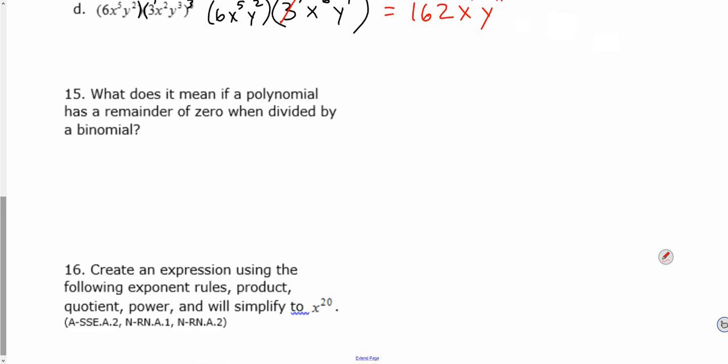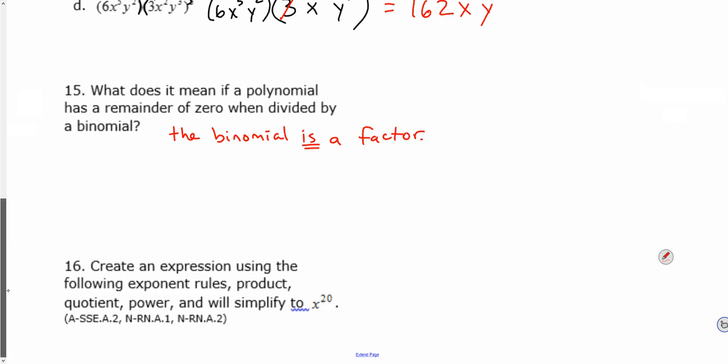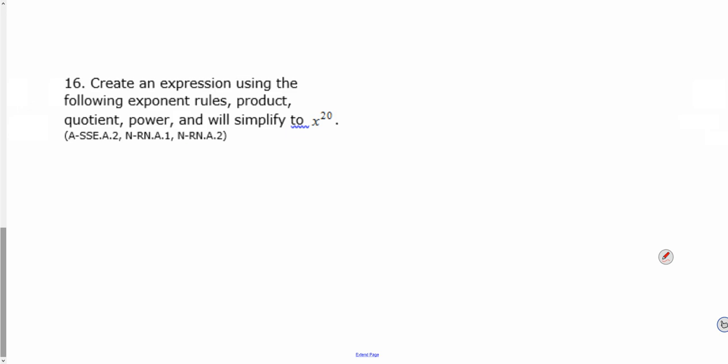So what does it mean if a polynomial has a remainder of 0 when divided by a binomial? If it has a remainder of 0, it means that the binomial is a factor. I don't know why that's there. It's kind of weird, kind of out of place. Should have been with the other ones, but that's okay.